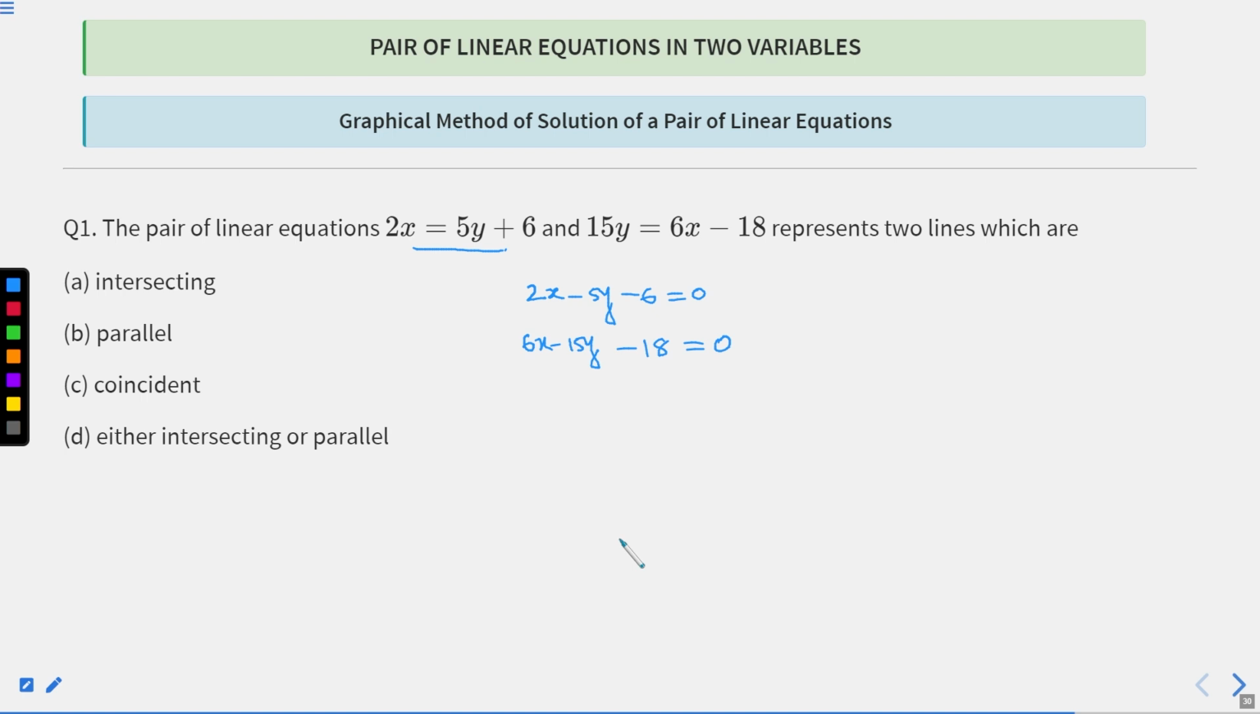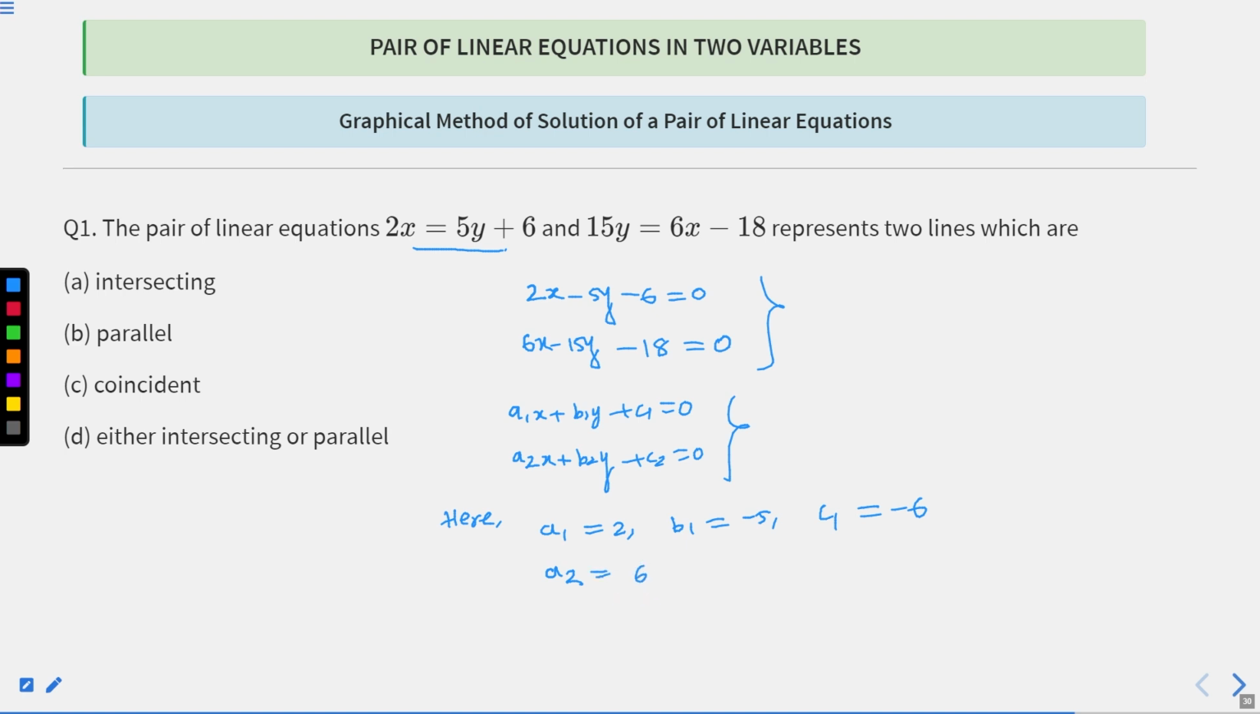Now if we compare this pair of linear equations with the general form of a pair of linear equations, which is a1x plus b1y plus c1 equal to 0 and a2x plus b2y plus c2 equal to 0, then we get a1 equal to 2, b1 equal to minus 5, c1 equal to minus 6, and a2 equal to 6, b2 equal to minus 15, and c2 equal to minus 18. And now find the ratios.